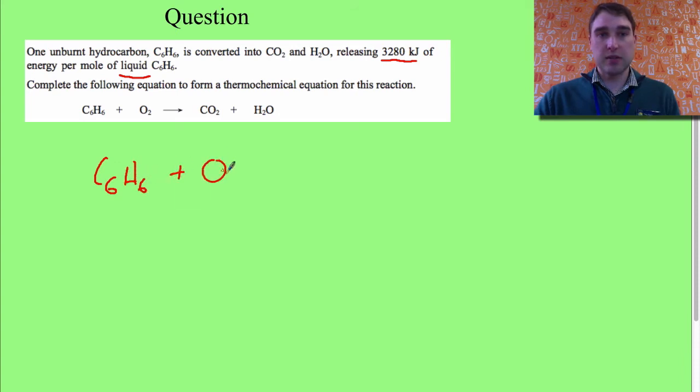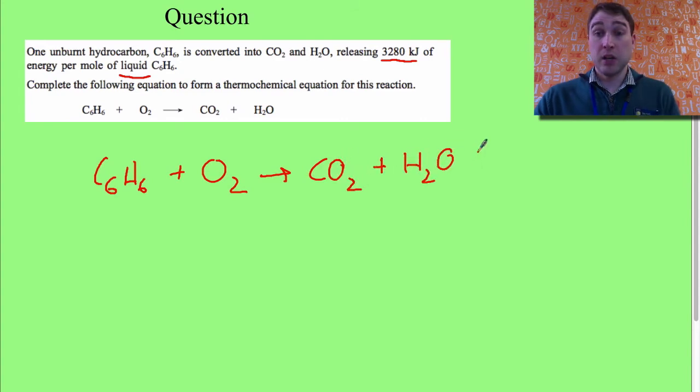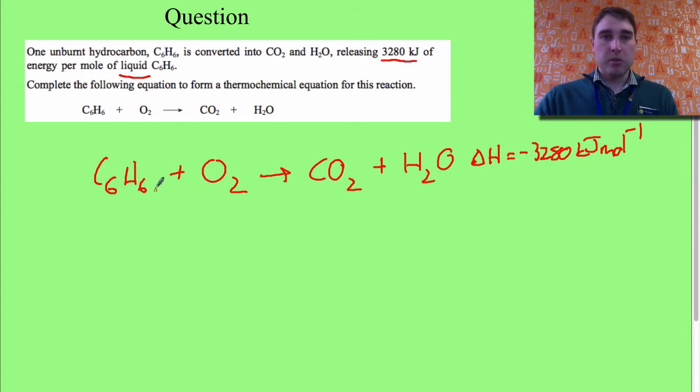C6H6 plus O2 goes to CO2 plus H2O. We can already put in our delta H value. We were told we're burning, so that's going to be a negative value. It's going to give off energy, 3,280 kilojoules per mole. All right, we can put in our states as well. We know that one's liquid. We know oxygen is a gas, carbon dioxide is a gas, and water is a liquid. Then we need to balance.